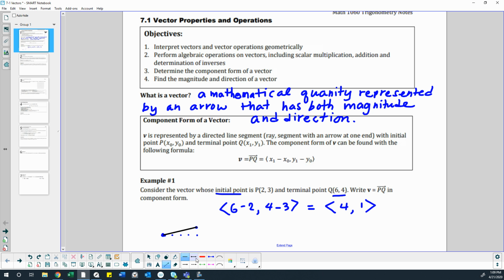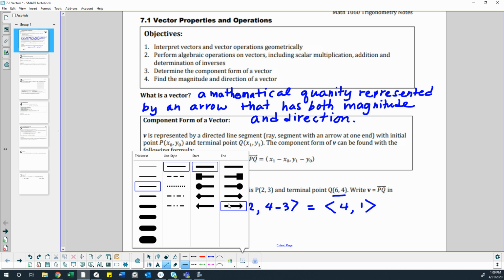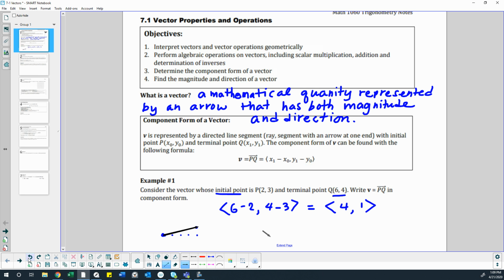I should have chosen the one that had the arrow on it. Oh, that arrow isn't very big. That's okay. I can adjust the size of my arrow. Yeah, I could. It's fine. Anyway, you get the idea. And I'm just messing this up further. So, yay. There is a picture of our vector.